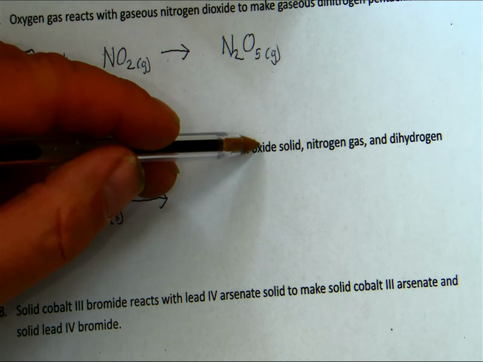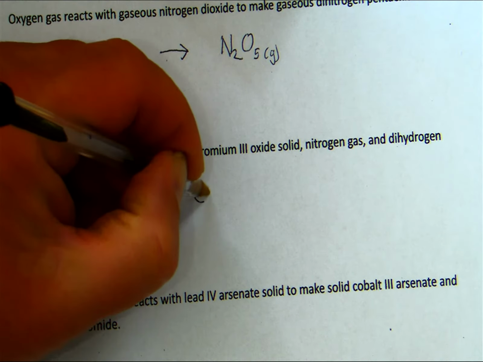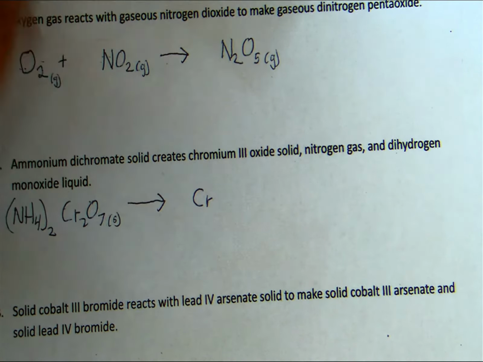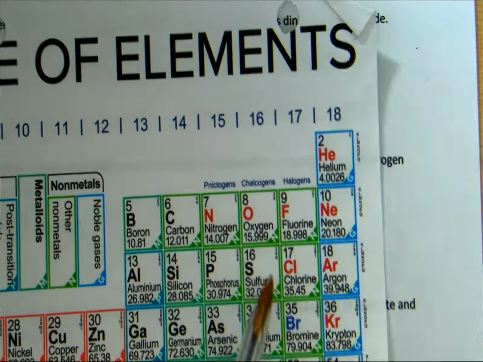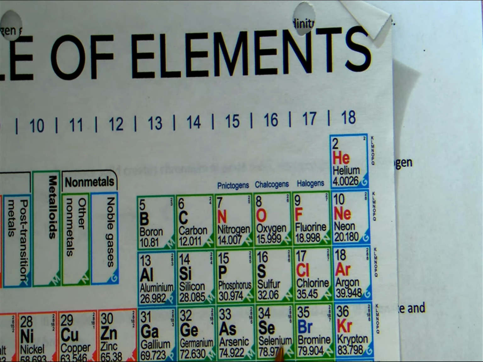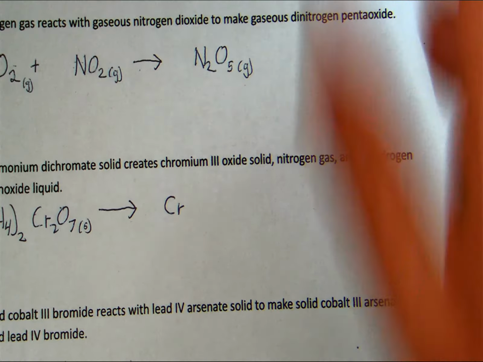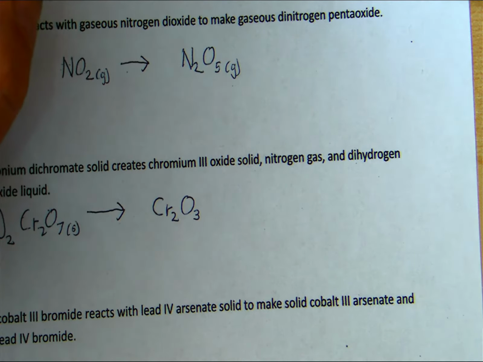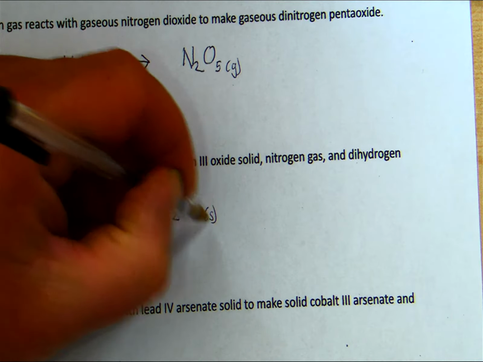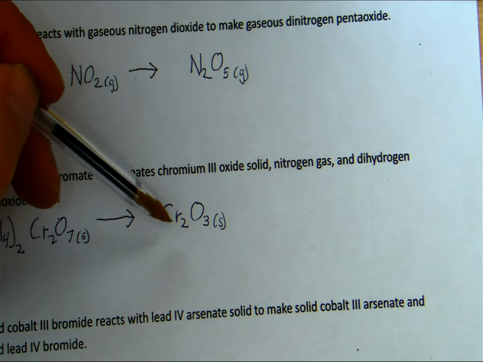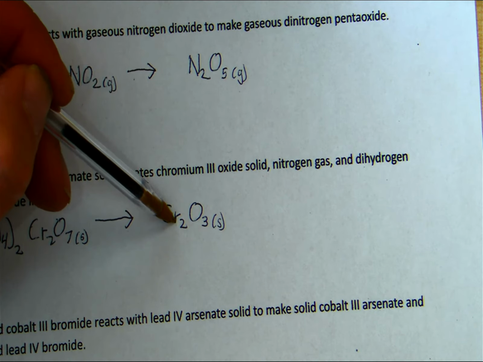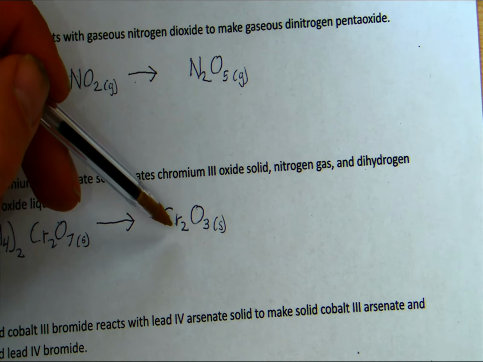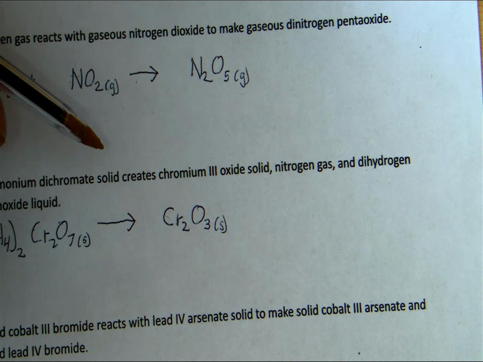Chromium 3 oxide. So chromium is Cr, and by 3 it means a 3 plus charge. Oxygen, being what it is, a halogen, is always going to be a 2 minus charge. So by crisscross, we're going to need 2 chromiums for every 3 oxygens, and this will be in a solid state. Each chromium is a 3 plus, each oxygen is a 2 minus. 2 times 3 is 6, 3 times -2 is -6, 6 plus -6 add up to 0, it's a neutral molecule.